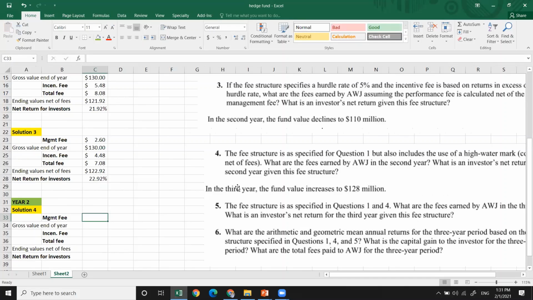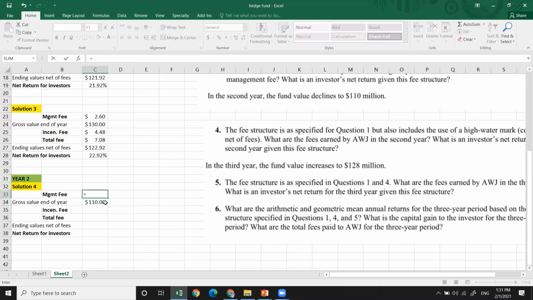Now, my management fee would be, first of all, if the value falls to 110. My management fee is basically related to question 1, which is this. So 2% of the end of year value, 2.2 million dollars.